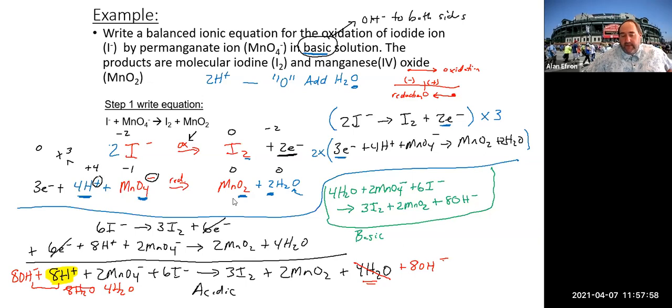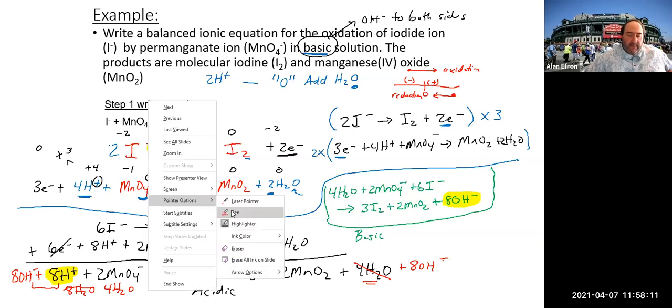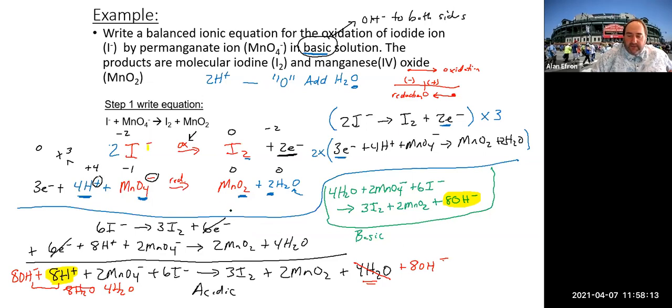And to answer a question from earlier as well, we now know we are in basic solution, right? Because we now have hydroxide in that equation and no H pluses in that particular equation. Any questions on that there?